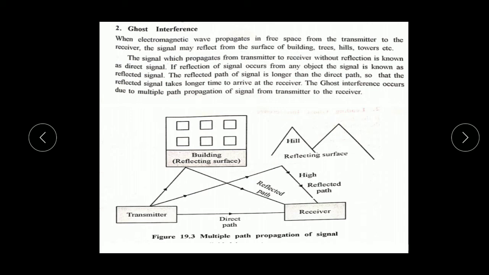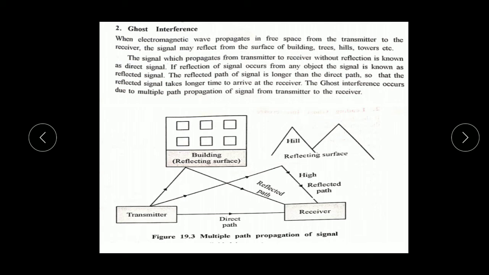The reflected path of the signal is longer than the direct path. This is the shortest path from transmitter to receiver. This is the direct path, but the path increases due to the reflection from the object. The reflected path of the signal is longer than the direct path, so reflected signals take longer time to arrive at the receiver.